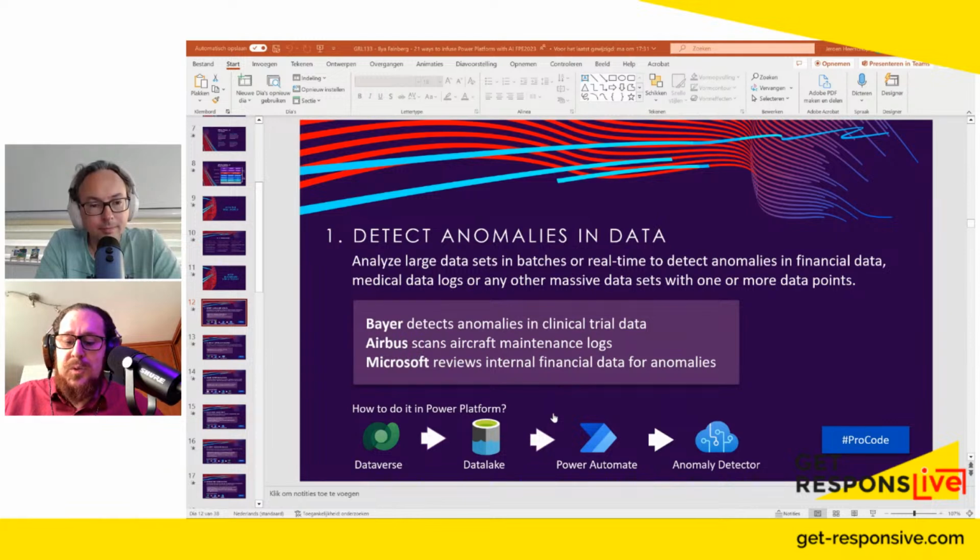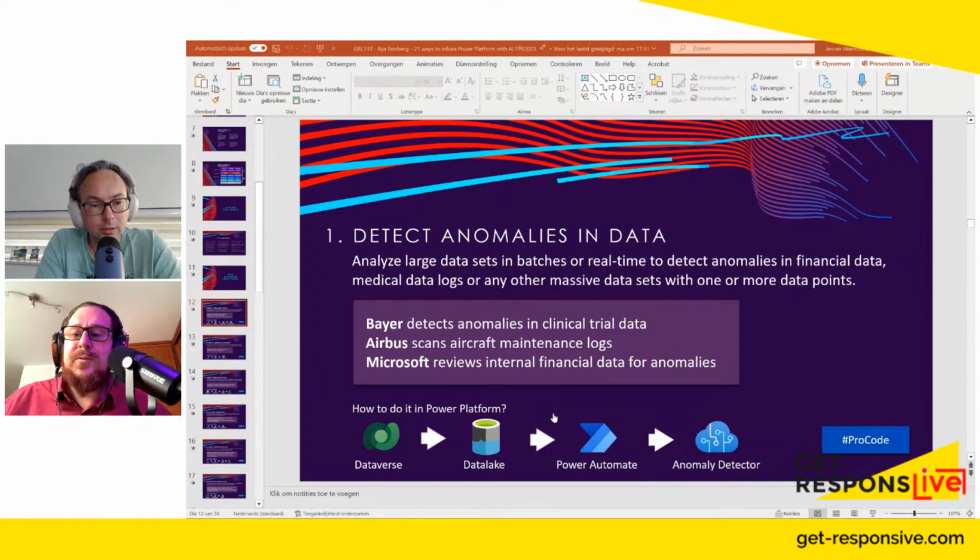It asks you what your expectations from the data are, and uses AI to detect significant anomalies and deviations from certain trends which are established by previous data history. So Bayer used that to detect anomalies in clinical trials.